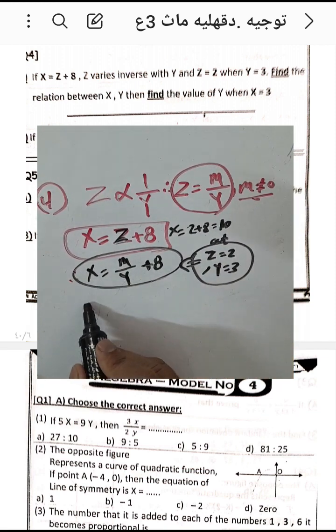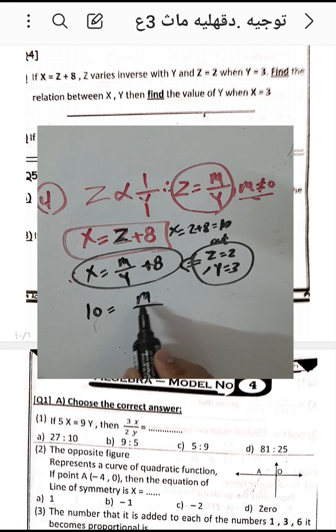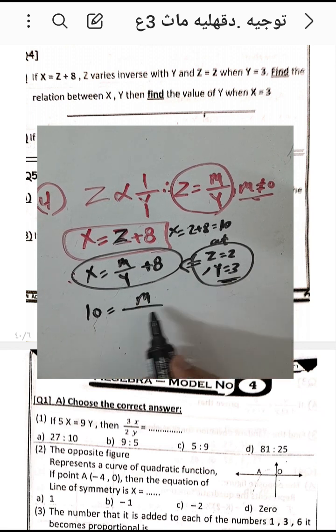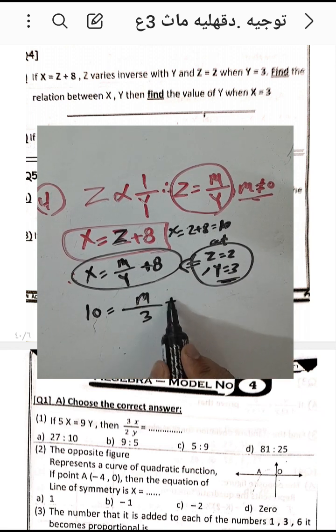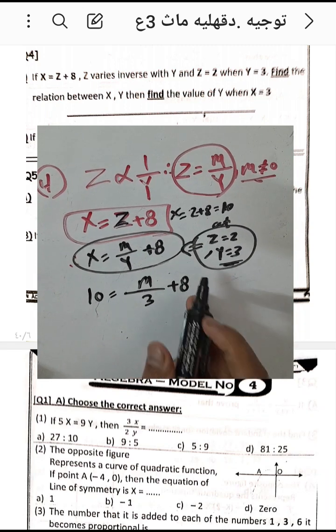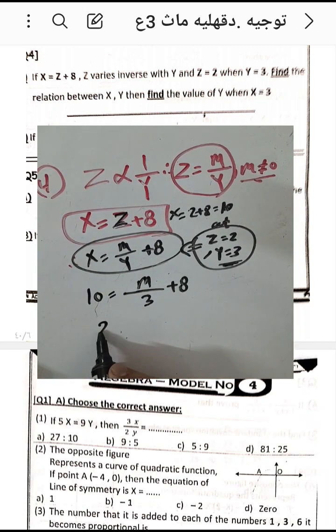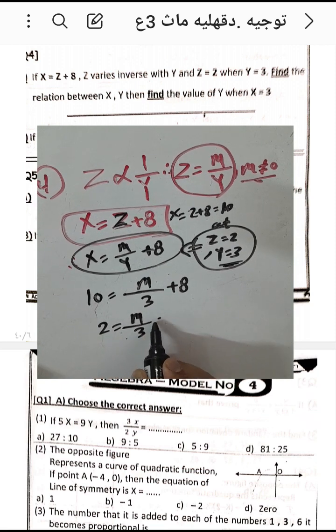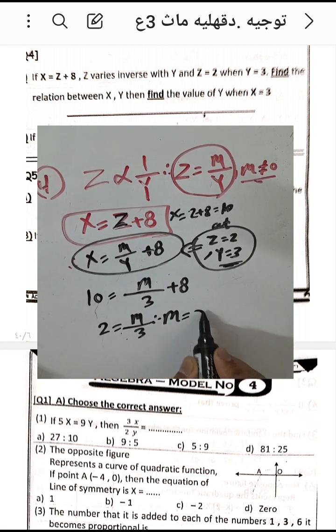X will be 10. And the constant here, over y, equal 3 plus 8. And then we can find the value of m. Move 8 to the left hand side. 10 minus 8 will be 2. 2 equal m over 3. Then m will be 3 times 2. It will be 6. It's the constant.